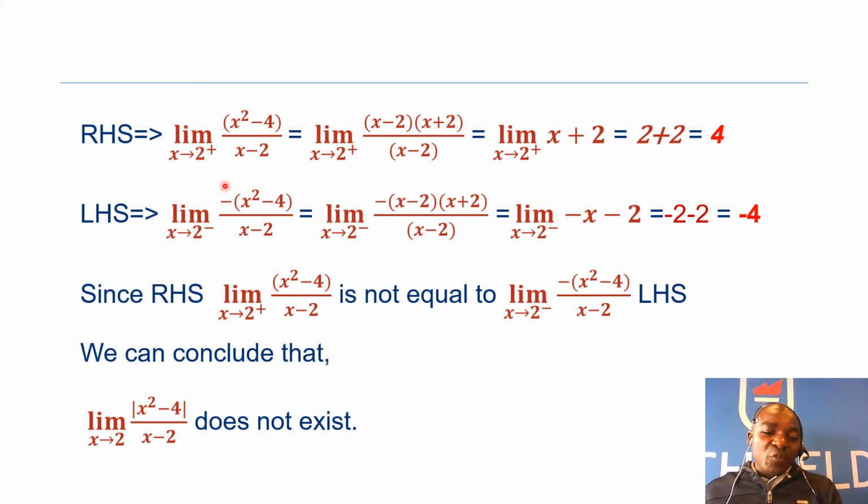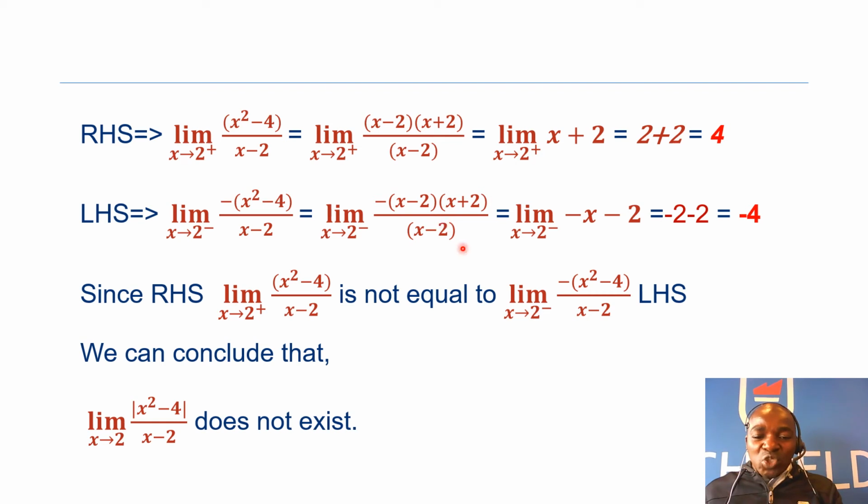And we'll do the same with the limit approaching from the left hand side. If we check on this expression, we also have to find the factors of our numerator. When we find the factors of our numerator, which is x squared minus 4, we're going to get minus x minus 2, x plus 2.